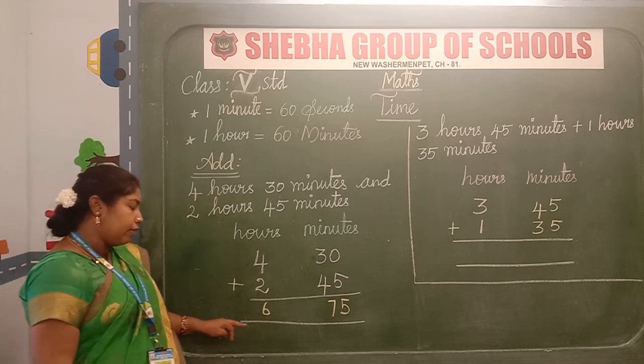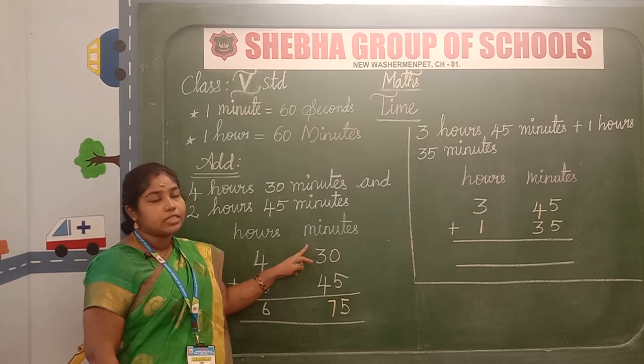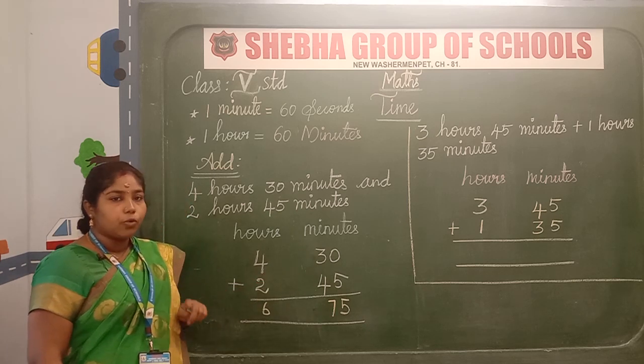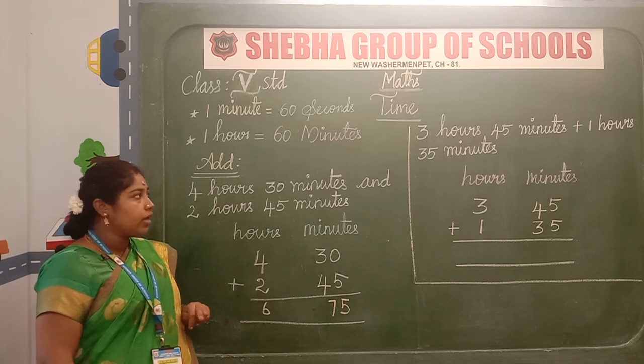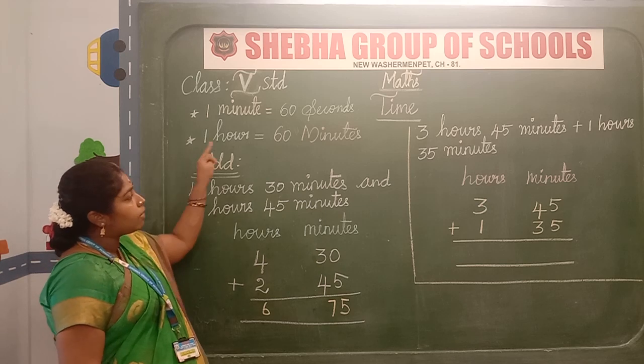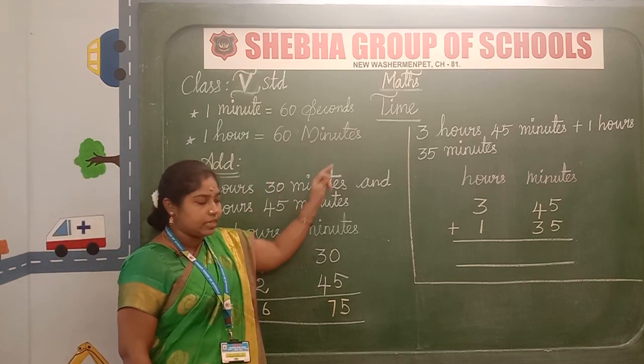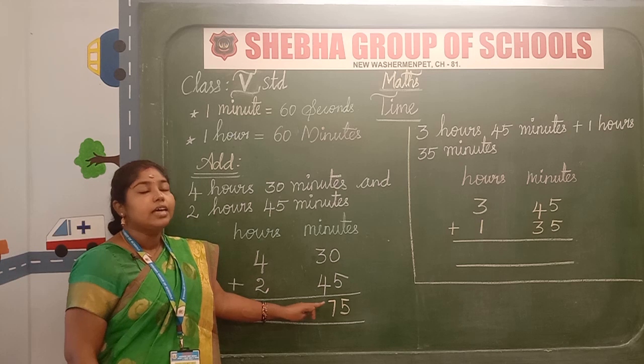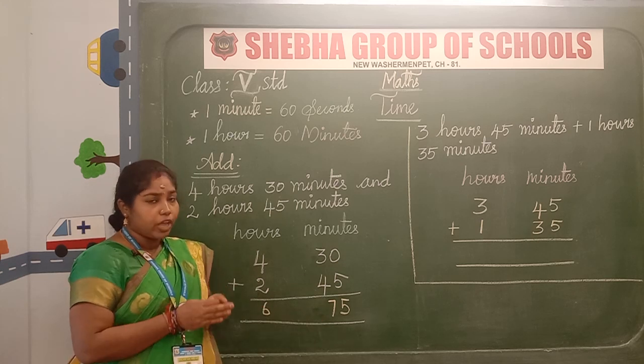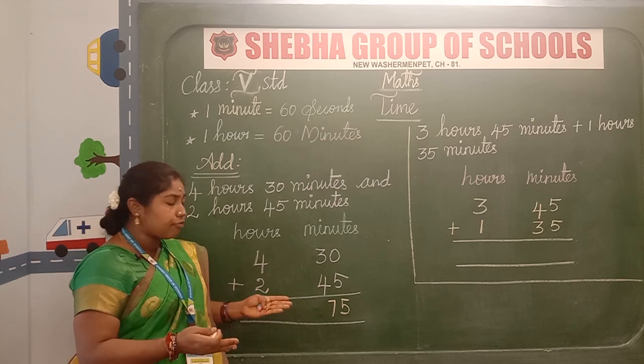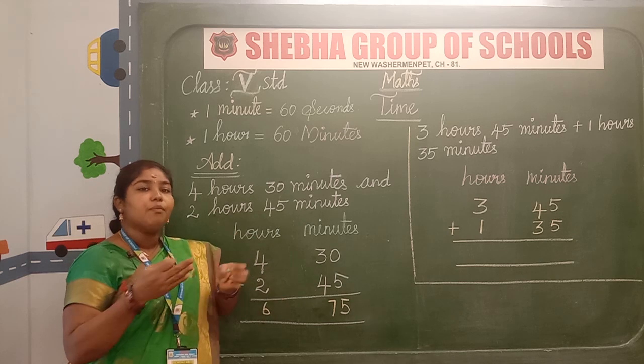Children, tell me, is 6 hours 75 minutes possible? No, it is not possible. Do you know why? Because 1 hour is equal to 60 minutes. Here we get the answer 75 minutes. So we are going to split this 75 minutes into hour and minutes.